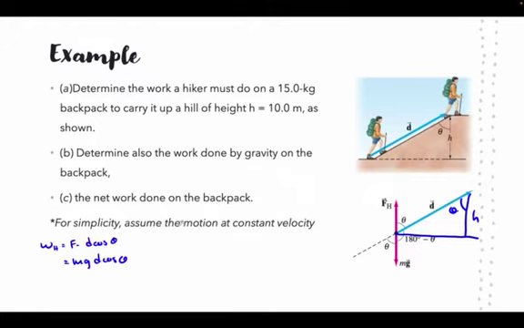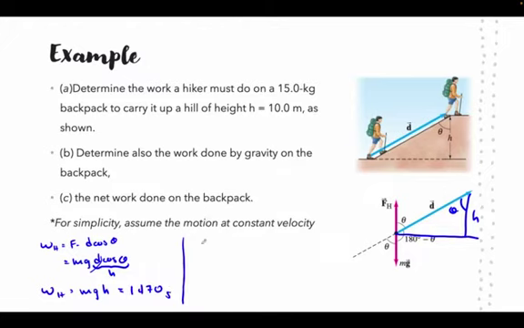So this right here is h, which means that the work done by the hiker is equal to mgh. We have all the information, so the work done by the hiker is going to be equal to m, 15 times 9.8 times 10, that would be 1470 joules.